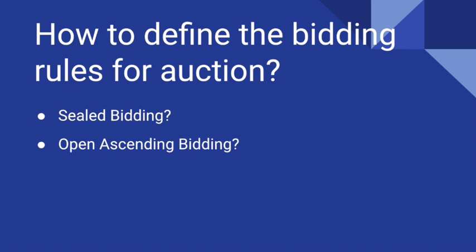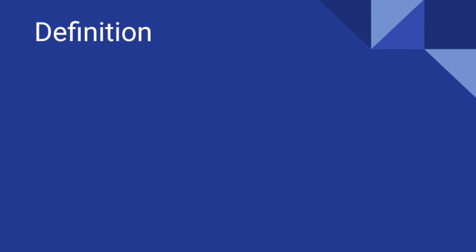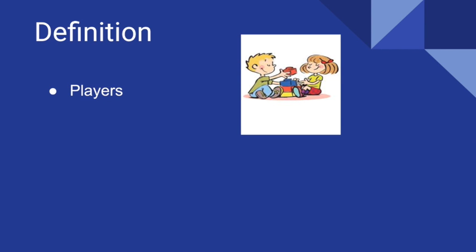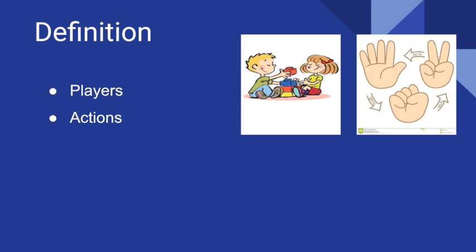Then let's go back to the definition. A typical game will have four parts. The first is players. In the auction, these are the bidders. The second is the actions. In the paper rock scissors game, we can have three different actions. And in the auction, we can choose what price we want to bid, or whether we bid or not.